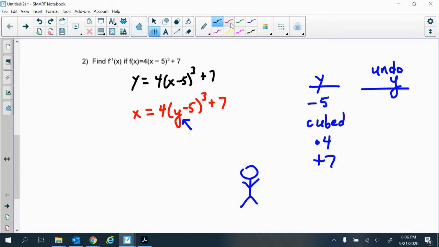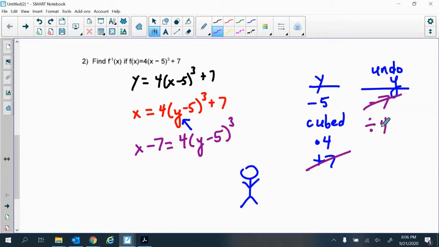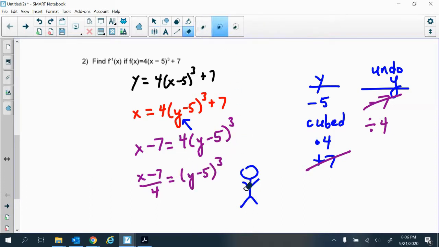So what we have to do first is subtract 7. So we're going to subtract the 7 over. Y minus 7 equals, or I'm sorry, x minus 7 equals 4 times (y minus 5) cubed. So that undoes the plus 7. Then we divide by 4. So (x minus 7) over 4 equals (y minus 5) cubed. And I'm almost about to run into my stick figure.